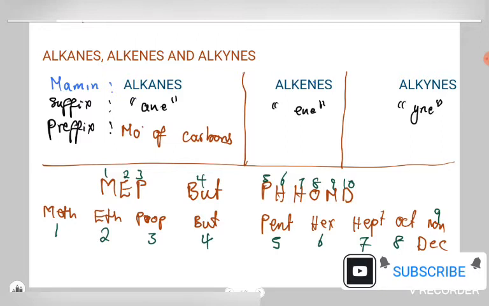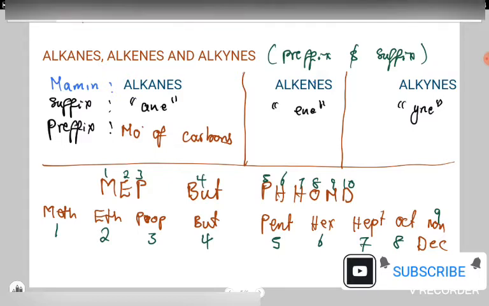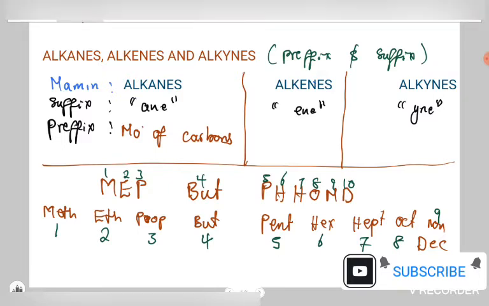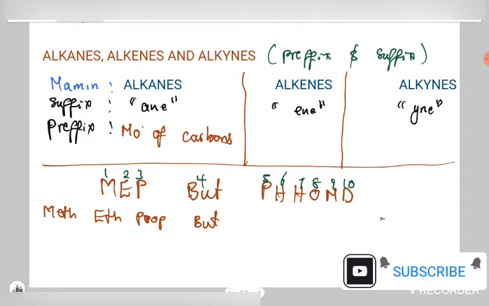Now let me give you an example. We already know the prefixes and we already know the suffixes, so we can form a name. To form a name, we need a prefix and a suffix. It's compulsory. Now let's form one name. Let me give you this one.